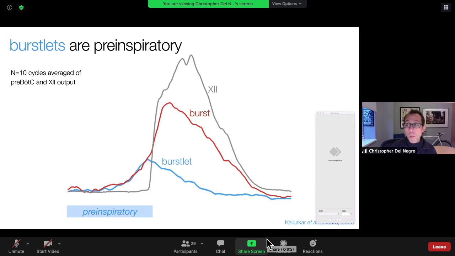And when that motor output is present, when the burst is present, you get motor output first, and the motor output occurs after the burst takes place. So this is the idea: burstlets underlie the pre-inspiratory phase of bursts.